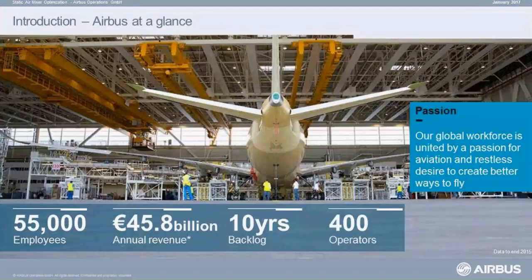First of all, some key figures about Airbus. I think many of you know Airbus is quite a vast company. We have roughly 50,000 employees, a backlog of 10 years. So for the next 10 years, we have enough orders in our books to produce aircraft. And we have 400 operators that fly with Airbus aircraft.